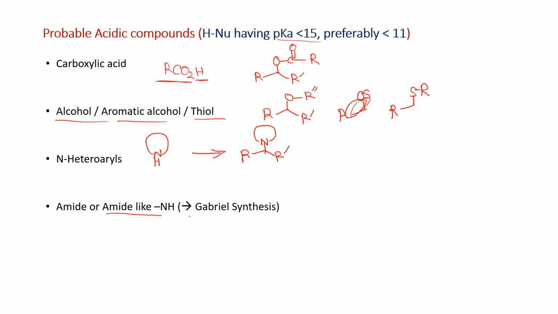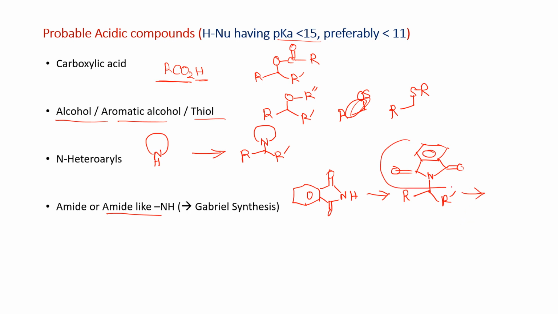Amide or amide-like NH. Now here suppose you have started with phthalimide. Now phthalimide is this molecule, C double bond O and then NH. Now if you have started with this type of compound, the product that you get is N, five-membered ring, double bond O, double bond O. Now from this, when we do further Gabriel synthesis, this group will be converted to NH2. So in this way, further reactions also you can do if finally you want the substitution as NH2. So Gabriel synthesis also we can do if we have taken this type of HNu.